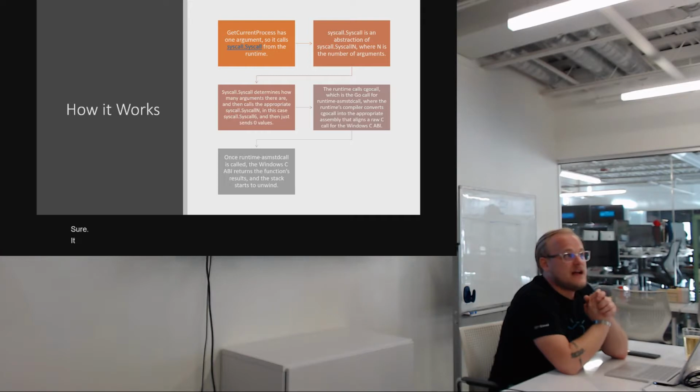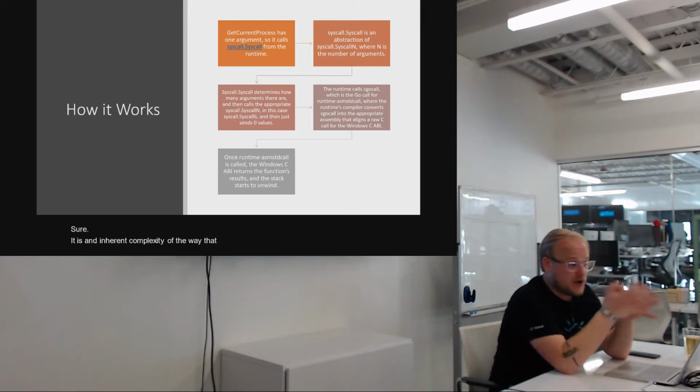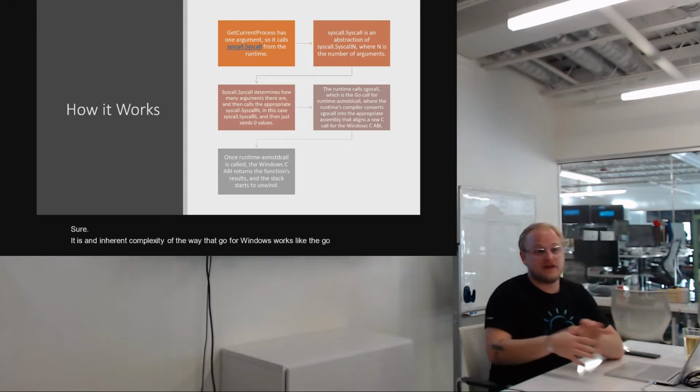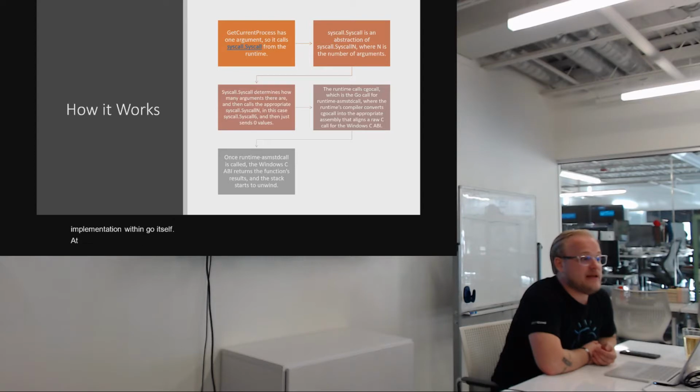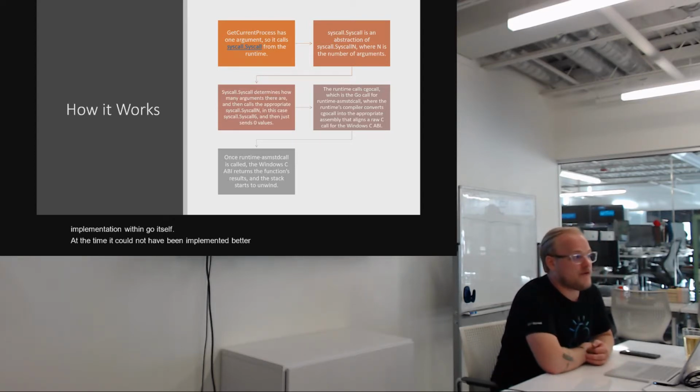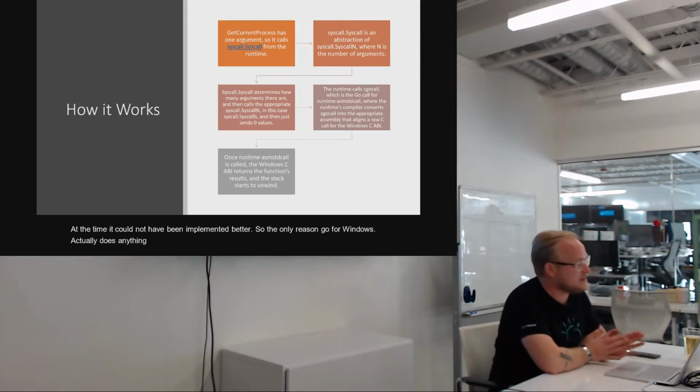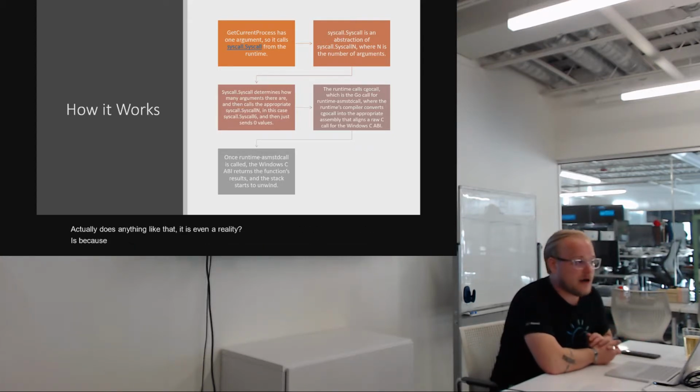So it is an inherent complexity of the way that Go for Windows works, like the implementation within Go itself. I guess what I'm saying is, could it have been implemented better, and is it something that we can iterate towards improving? At the time, it could not have been implemented better. The only reason Go for Windows is even a reality is because of a guy named Alex Brainman.